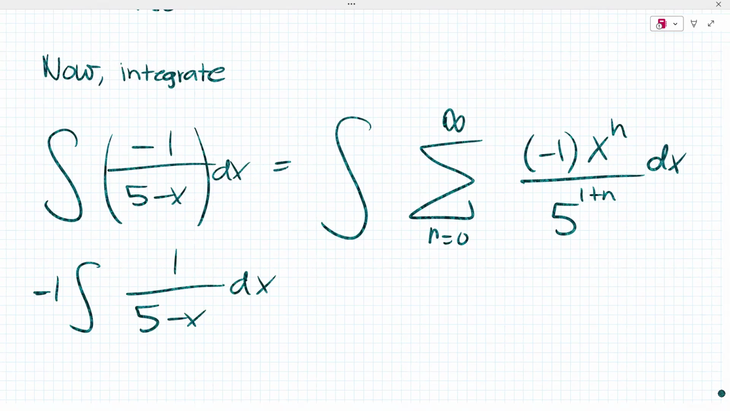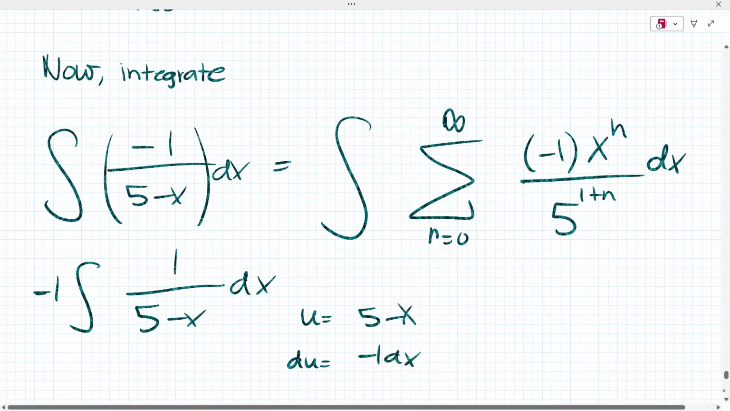Simple. You use u substitution. So u is going to be 5 minus x. And then your du, the derivative of 5 is 1. I mean 0. The derivative of negative x is negative 1 dx. And you know what? I think we should have left that negative 1. Let's do that because that comes out nicely.